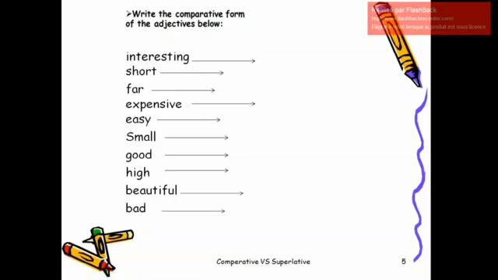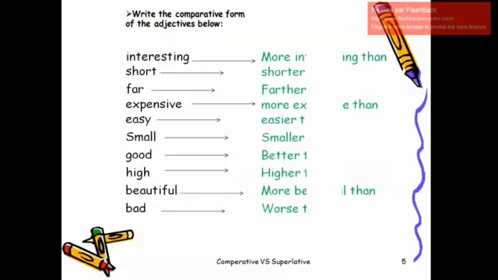Let's check the answers. Good. Interesting, more interesting than, because interesting is a long adjective. Short, shorter than. Short is a short adjective. Far, farther than. Expensive, more expensive than. Easy, easier than. Small, smaller than.